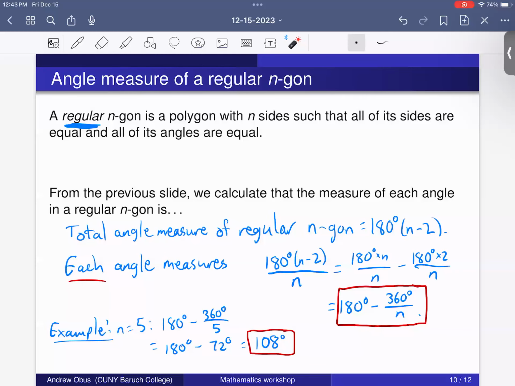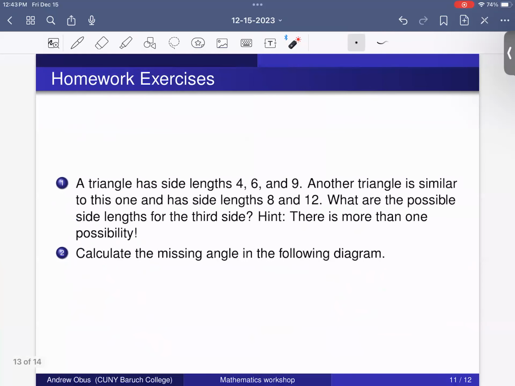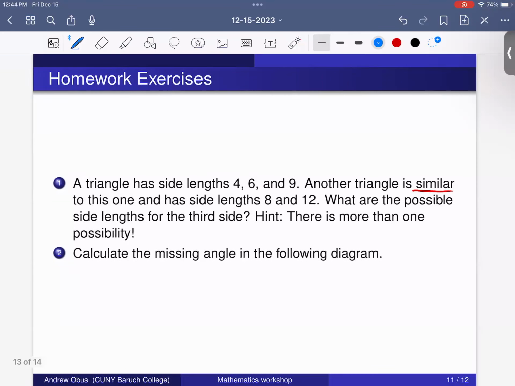So let me just close because we're out of time, with the homework. The first one is a question about similar triangles. One triangle has side lengths 4, 6, and 9. Another triangle is similar to this one, and it has side lengths 8 and 12. And the question is, what are the possible side lengths for the third side? It's a little tricky. I'm going to say again, the hint is that there's more than one possibility. In fact, in this case, there are going to be 2 possibilities. So you can think about why there are going to be 2 different answers.